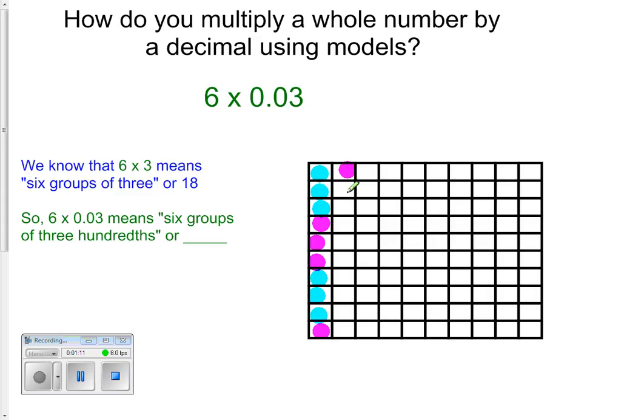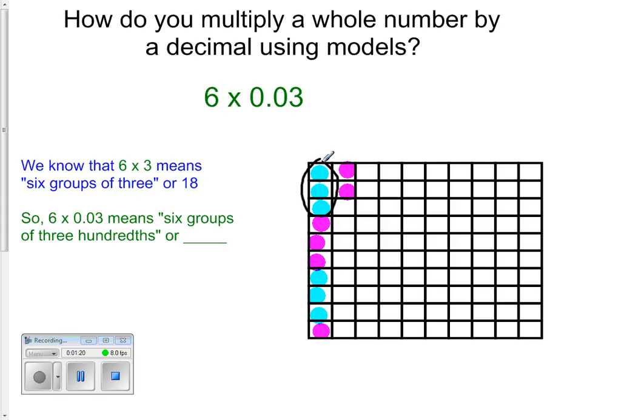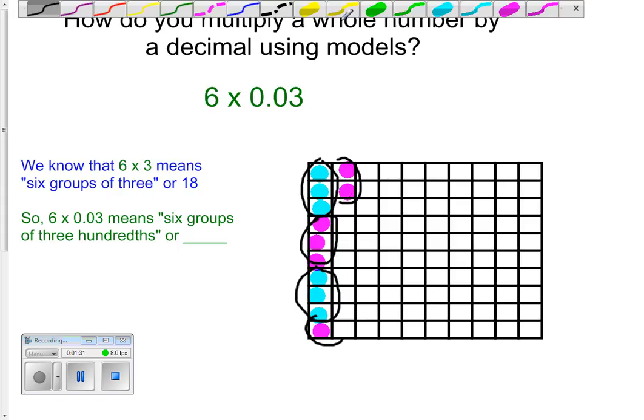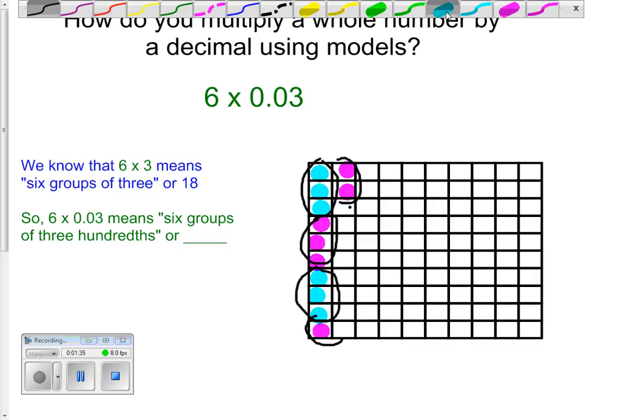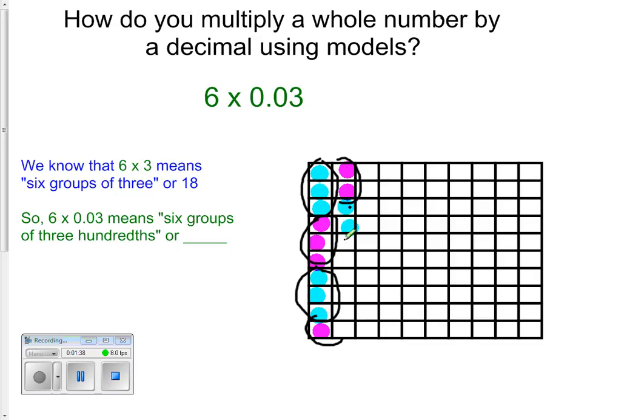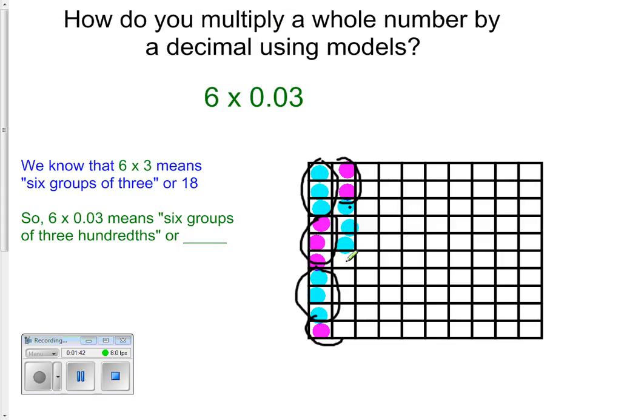1, 2, 3. So let me just stop for a second. Let me see how many groups I've made so far. I've made 1, 2, 3, 4. So I'll have to make 2 more groups. 1, 100, 200, 300. And that's 5 groups of 300s, but I need 6 groups of 300.